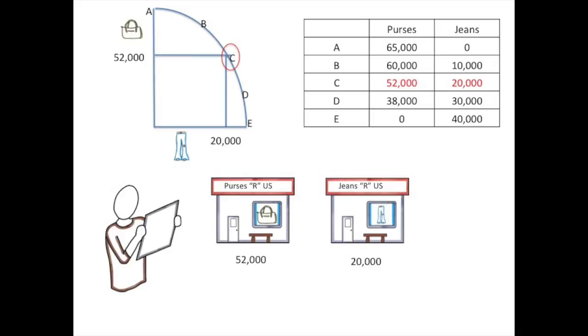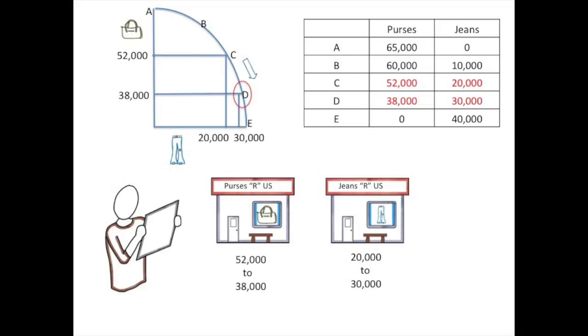If our theoretical society decides to spend some of its resources producing purses and some producing jeans, its economy will end up with a combination of purses and jeans that can be placed between point A and E on the graph. At point C, for example, the society would deploy its resources to produce 52,000 purses and 20,000 jeans.